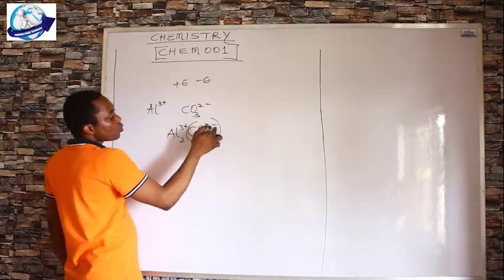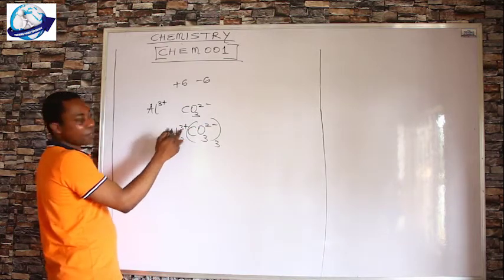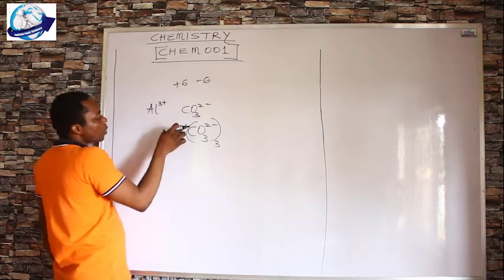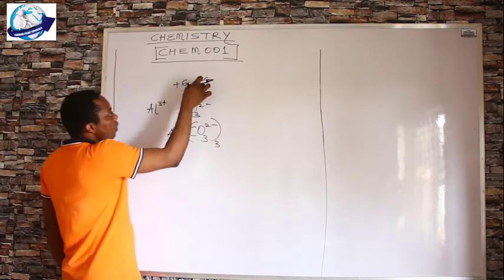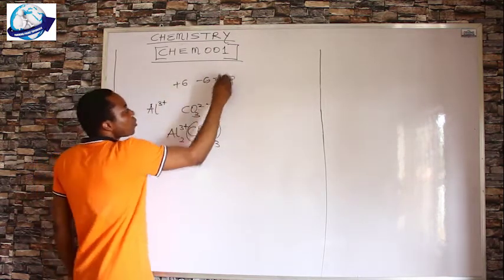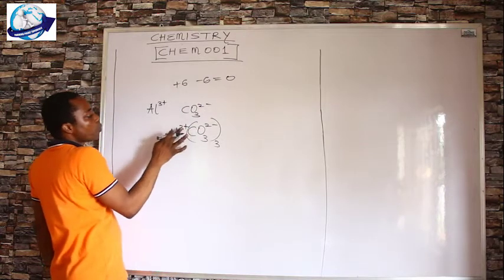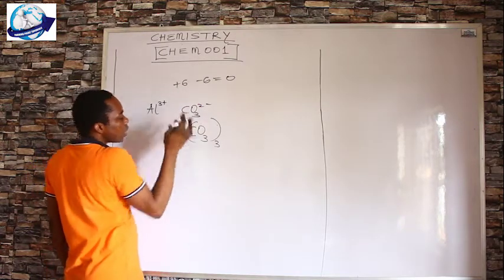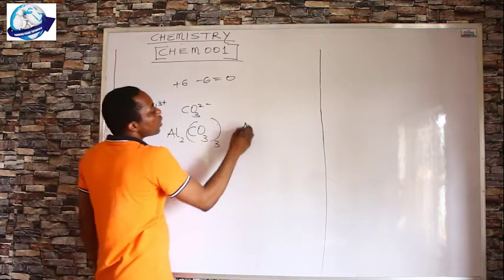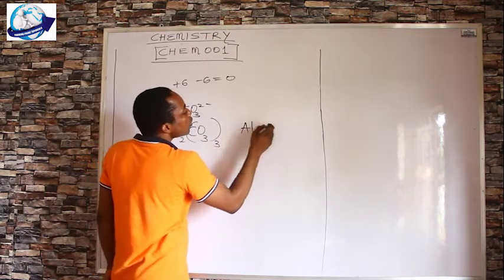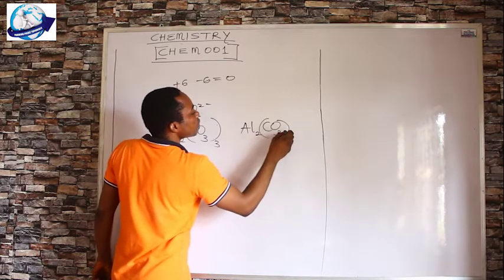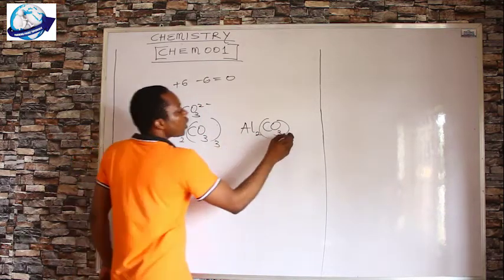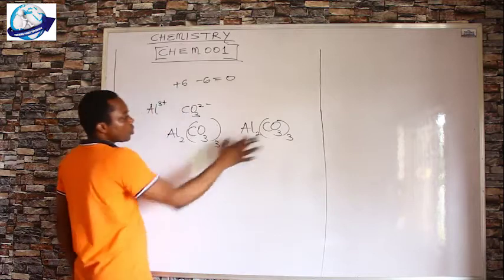This 2- means -2, and this 3+ means +3. Then you can just do the multiplication. You have +6 and -6. +6 -6 gives you 0. So the charges are now equal and opposite. You can wipe them out. And at the end of the day, the formula is aluminium trioxocarbonate 4. Aluminium trioxocarbonate 4 is the formula.